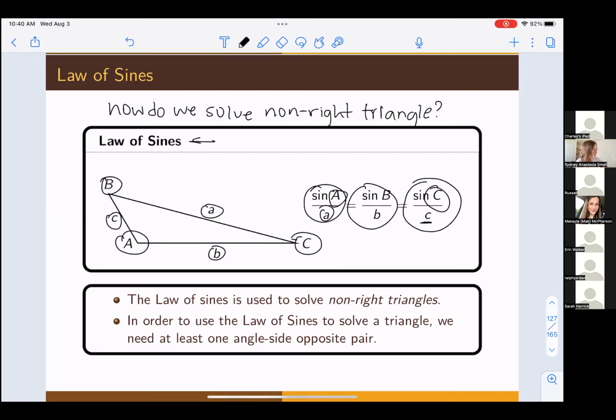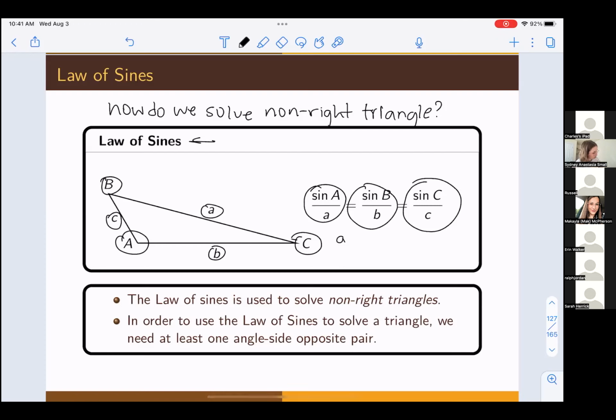So this is useful when we know an opposing pair, an opposite side-angle pair. So what I mean is, if we knew angle A and side A, or angle B and side B, or angle C and side C, the law of sines is a really good tool to use. Note also that sometimes it is much easier, because these are ratios, we can just flip them upside down and write this the same way.